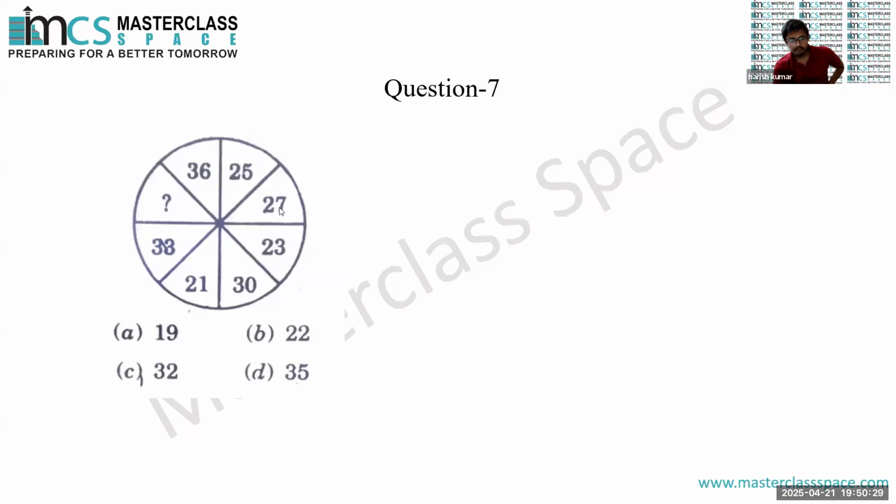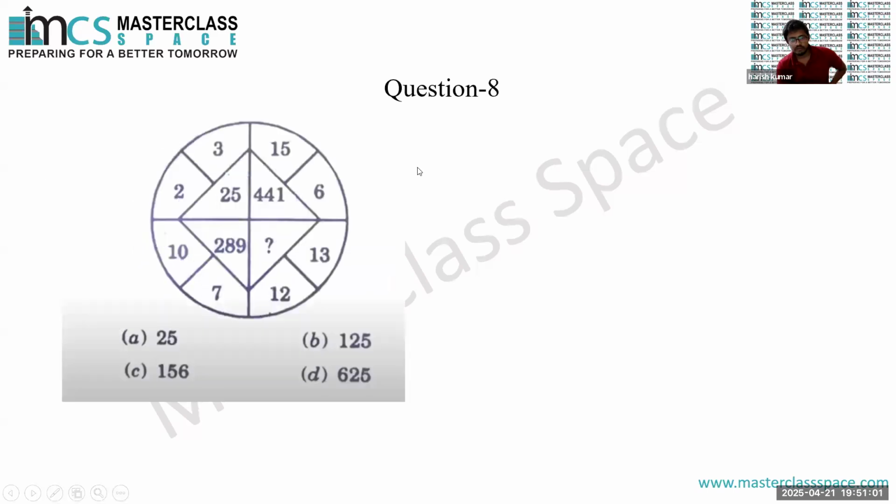So 27 plus 3 is 30. So it has started from here. 27 plus 3 is 30. 30 plus 3 is 33. 33 plus 3 is 36. So this is one increasing AP, right? Now here it is going 25 to 23, 23 to 21. So decreasing AP. So 21 to this will be 19, right? So we are reducing 2 at each point, right? So that will be this. Yes, option A is the right answer. Okay. What about this one?